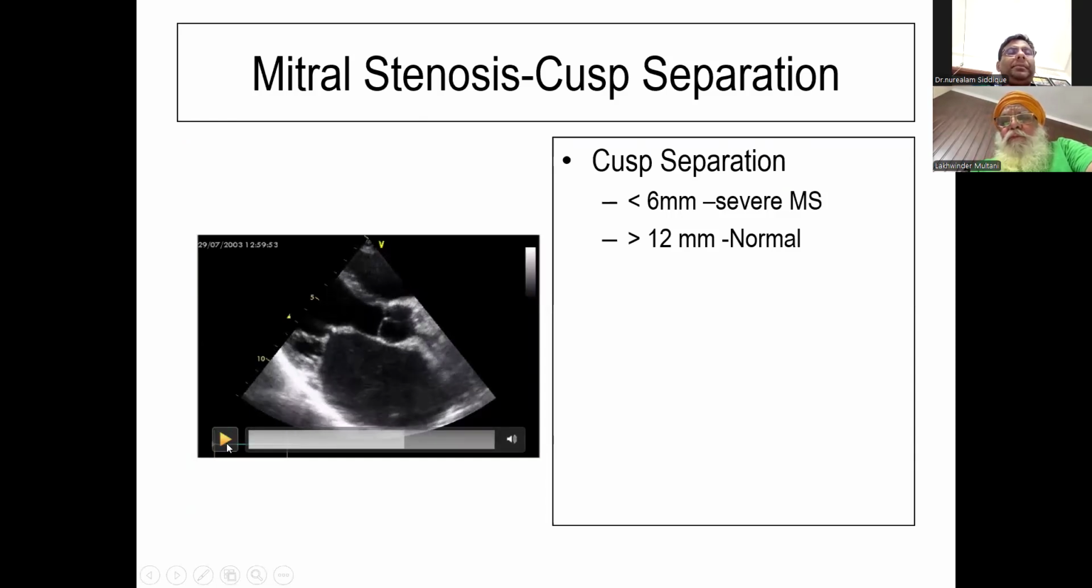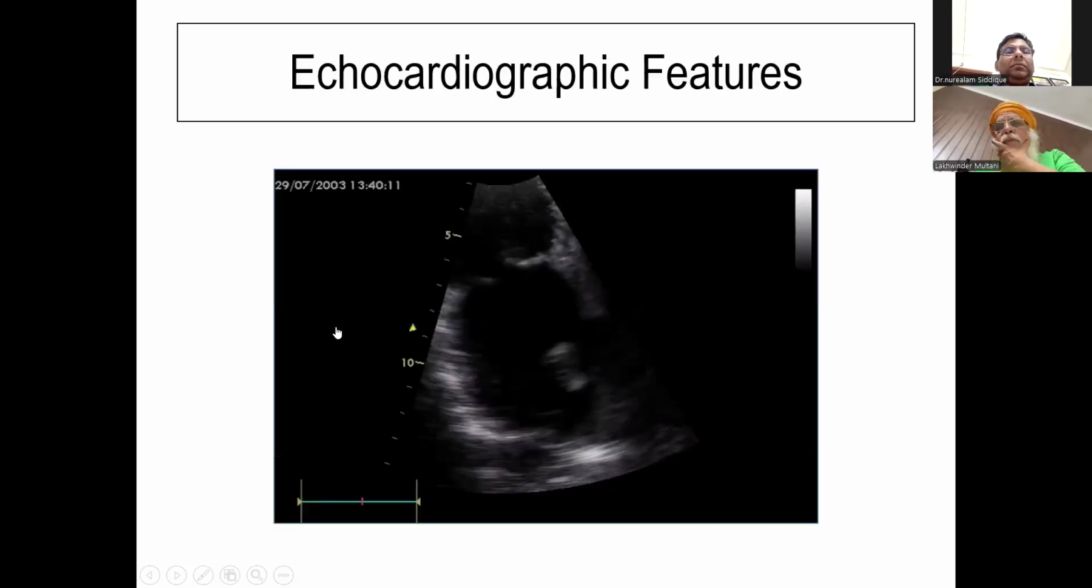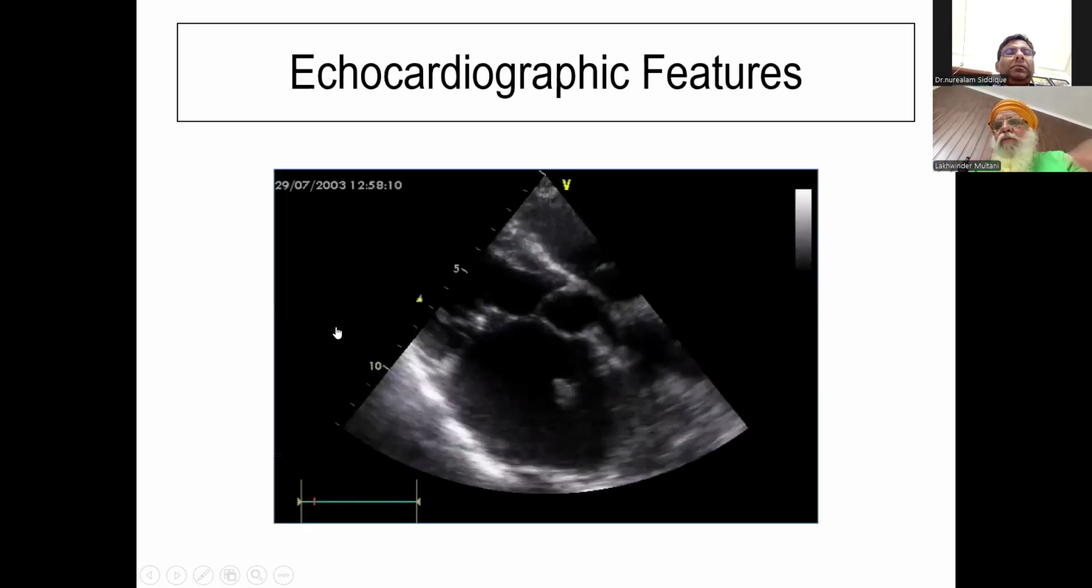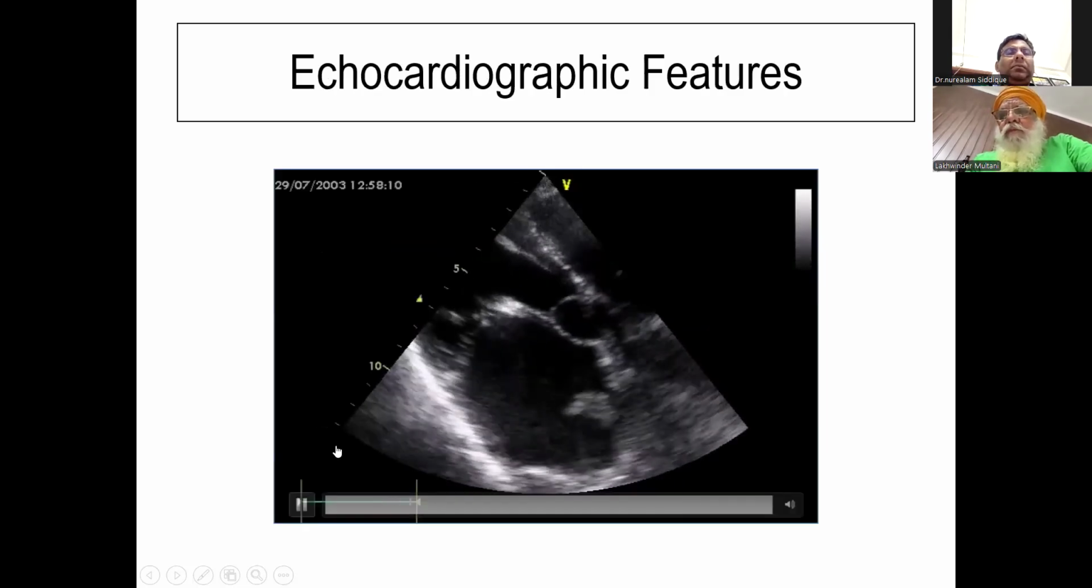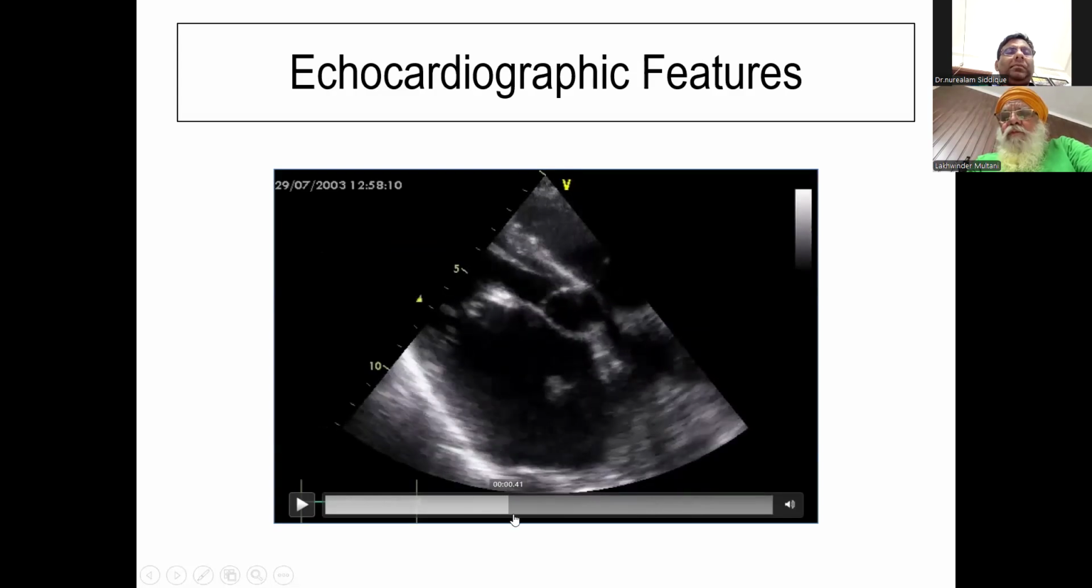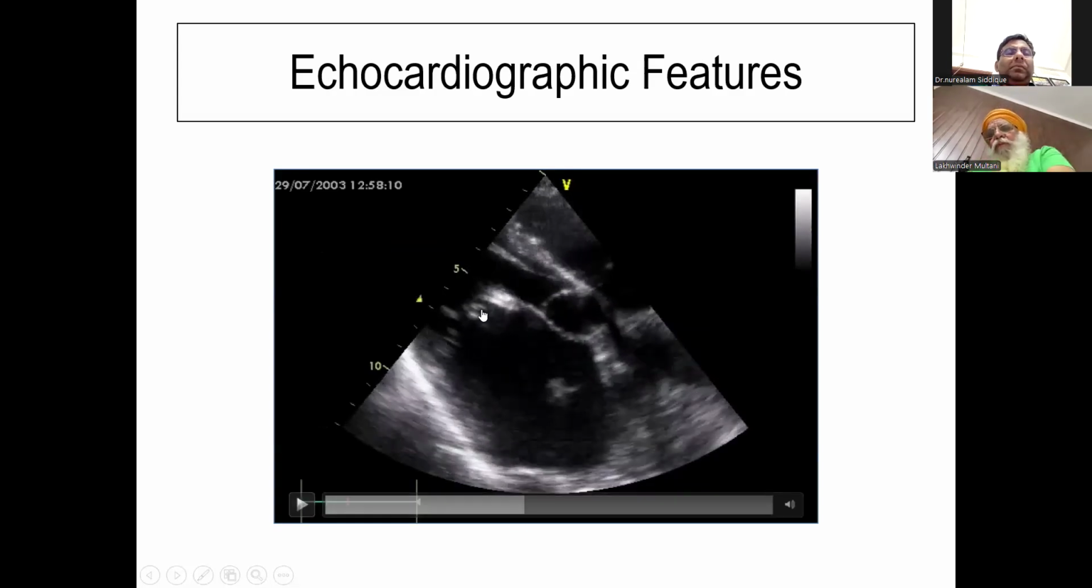So whatever the maximum opening of the cusp is, that is known as the cusp separation. From this point to this point, let me try to get you a bigger zoomed up picture. Now you can see this zoomed up picture. Whatever is my opening from this point to this point would be my mitral cusp separation.